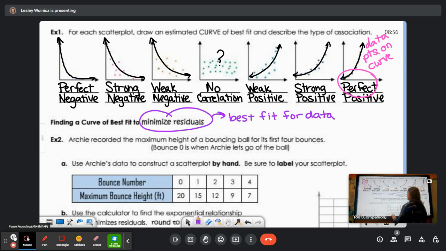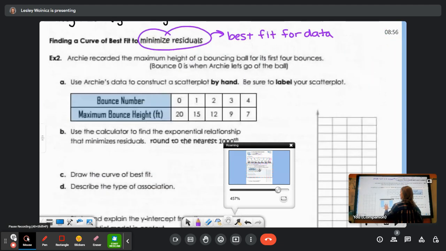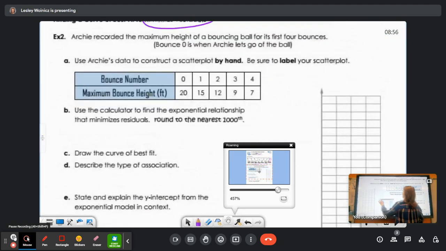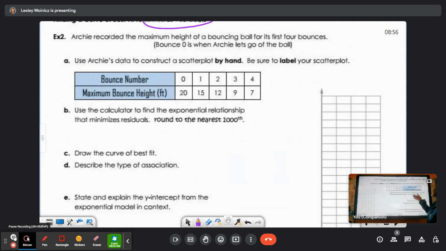Okay, let's do an example on the calculator. Okay, Archie has this table here where he's recorded the maximum height of a bouncing ball for its first 4 bounces. Bounce 0 is when Archie lets go of the ball. So that's the starting height or position of the ball. So we are going to make a scatter plot by hand. We're going to label it, and then we're going to do this other stuff.